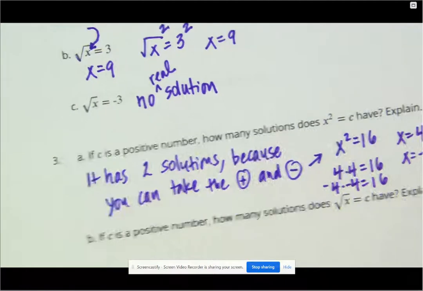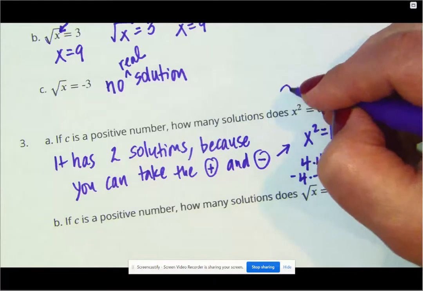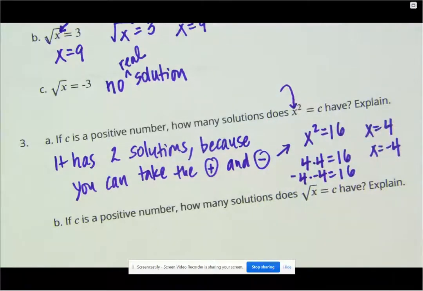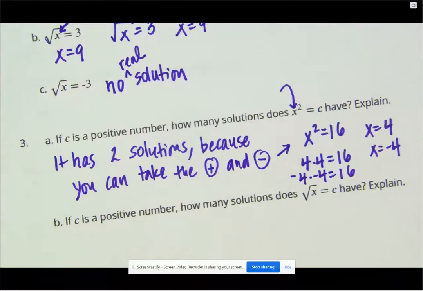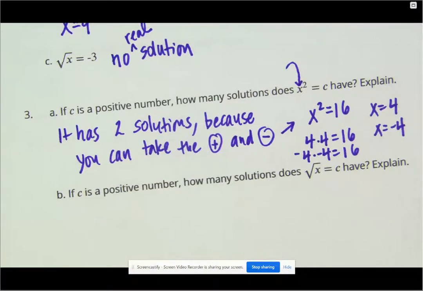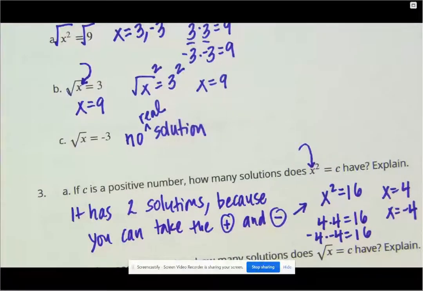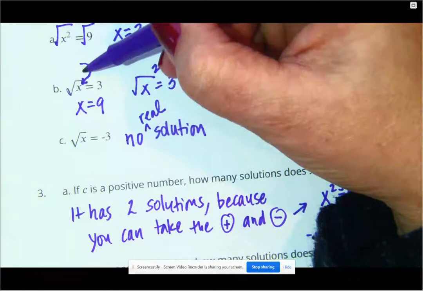I just used that to explain. You could put a 4 in there or a negative 4, and you would get C, if C is positive. Okay? If C is a positive number, how many solutions does this have? Well, look up above. Look at letter B. If this is positive, which it was, how many solutions does this have?